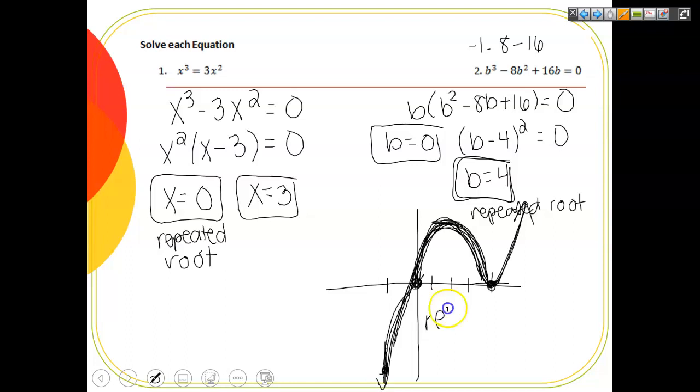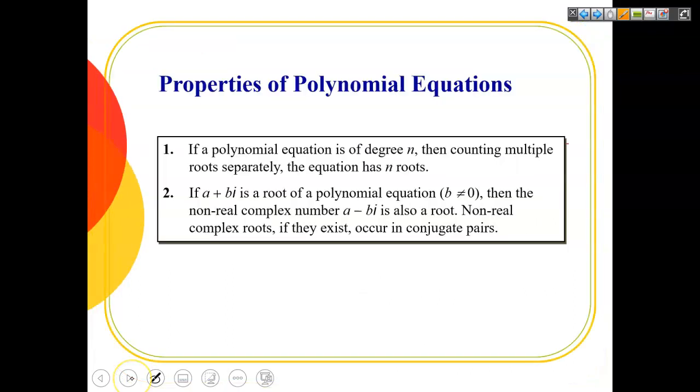So again, you could say, all right, a rel max approximately at 2.5, and a rel min is at 4. Your zeros are at 0 and 4. Just kind of like repeating terminology and giving you a better understanding.